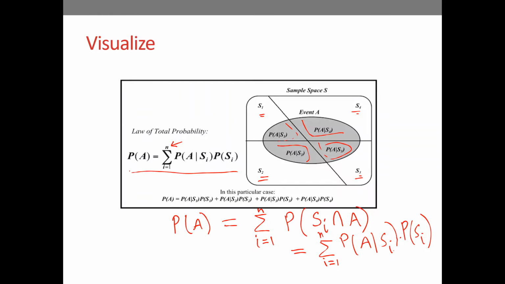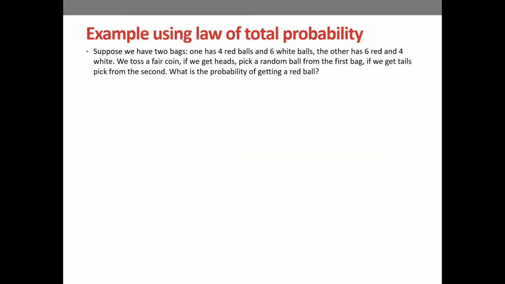Okay, so let's look at an example to understand what exactly this means. Suppose that we have two bags. One has 4 red and 6 white balls, and the other has 6 red and 4 white. So when we toss a fair coin, if we get a heads, pick a random ball from the first bag. If we get a tails, pick from the second. What is the probability of getting a red ball?